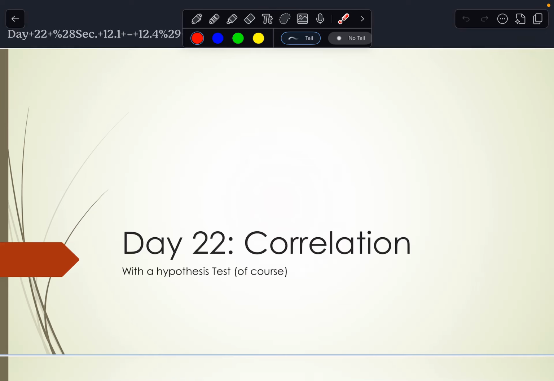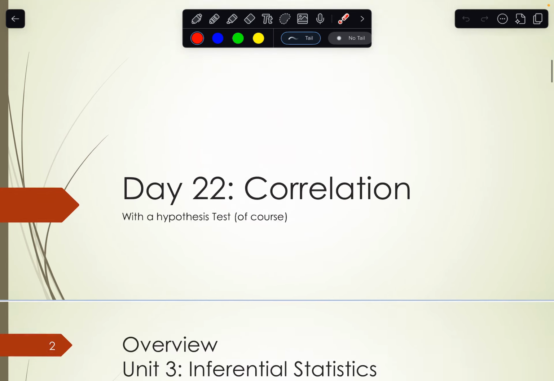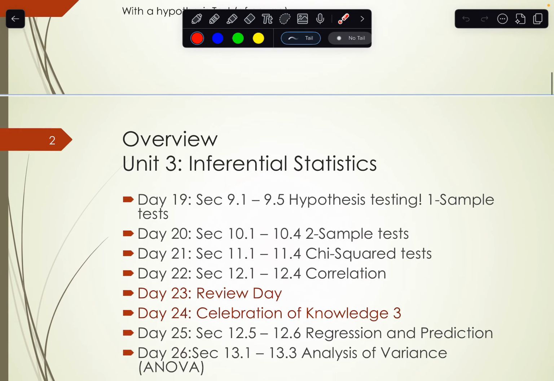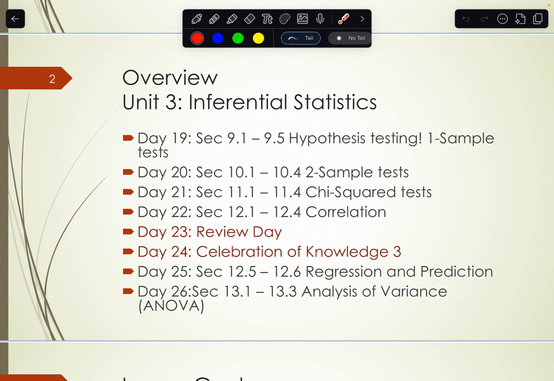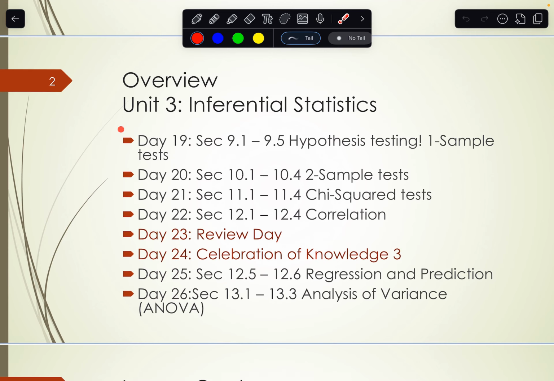Hello, everyone. Welcome to day 22, where we talk about correlation with a hypothesis test, of course, because it's unit 3. Okay, here's a review. We started this unit at day 19, where we talked about hypothesis testing for the very first time. We focused our attention on one sample test. On day 20, we introduced 2 sample tests. Day 21 looked at chi-squared tests. Today, day 22, is about correlation.